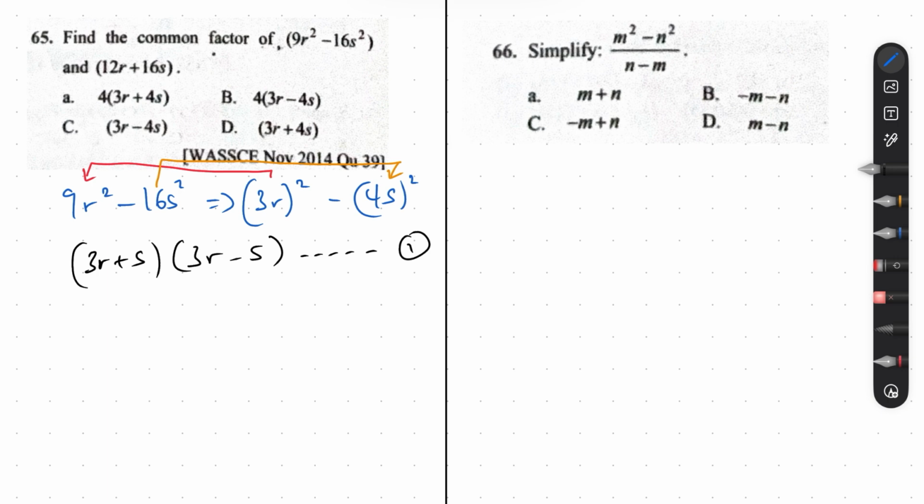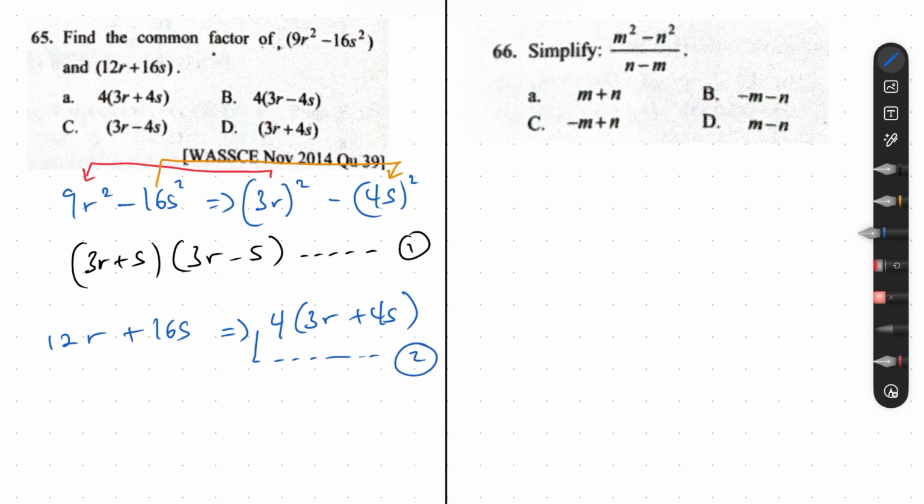Now let's go to the second one, which is 12r plus 16s. Now when you look at this, we can easily factor 4 out. 4 is a common factor, so we can factor 4 out. Then we'll be left with 3r plus 4s. Okay, so let's call this equation 2.